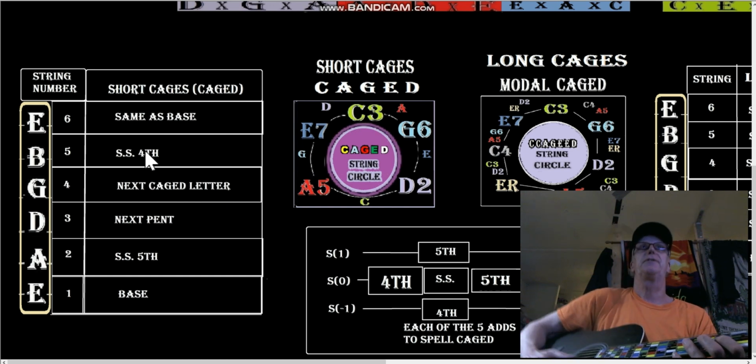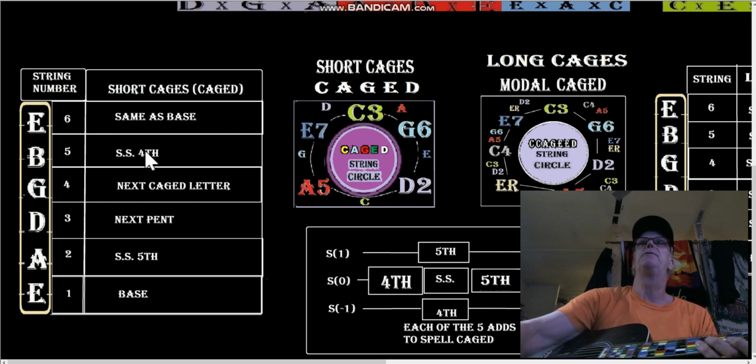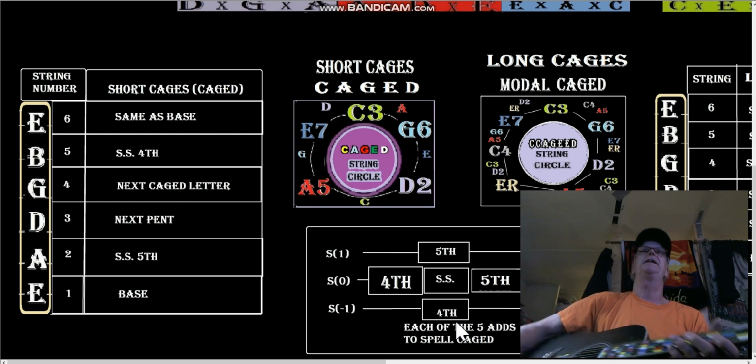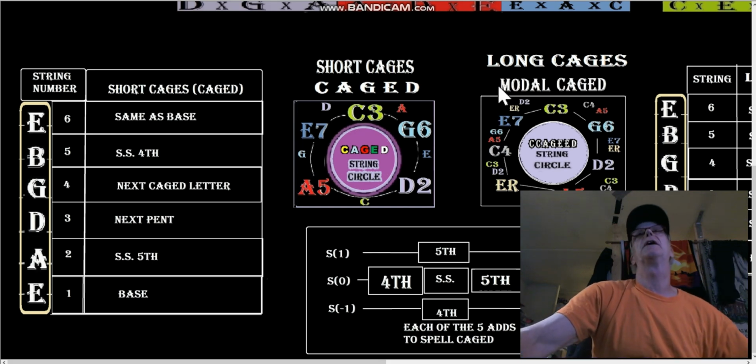Now the fifth string is going to be the string shape fourth. Same thing over here, the string underneath it. So at A, the fourth of A is D. And you just have to fit it in there. That's how that works.